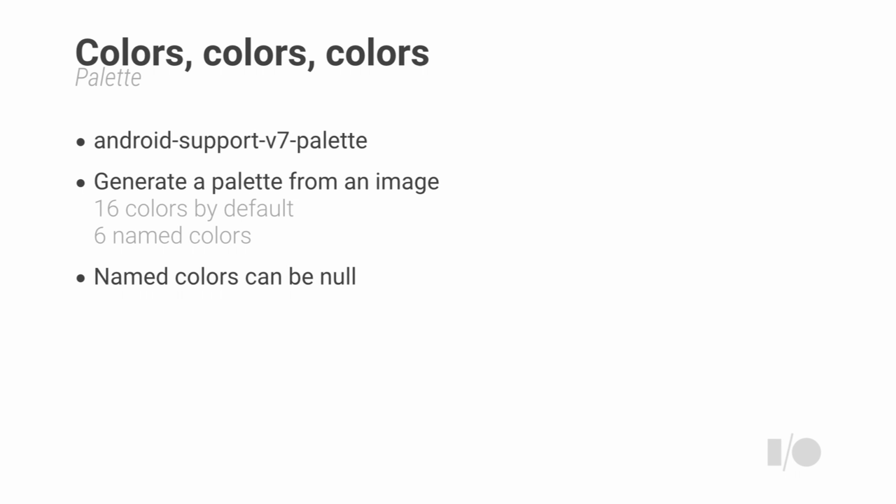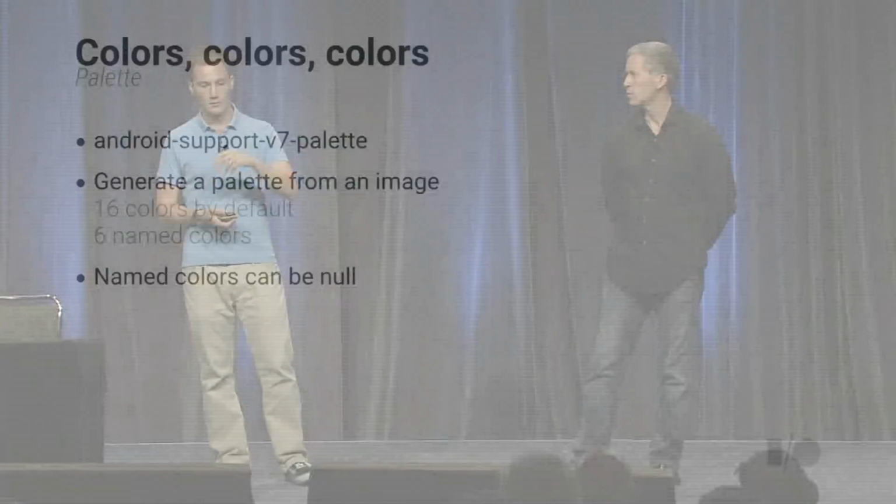It will also try to give you 6 named colors, and you'll see what I mean by named colors. You just have to be careful, because those named colors can be null. So if you pass the Palette API an image that only contains blue, it won't be able to generate those 6 colors for you. So you might have to use fallback colors in your application.